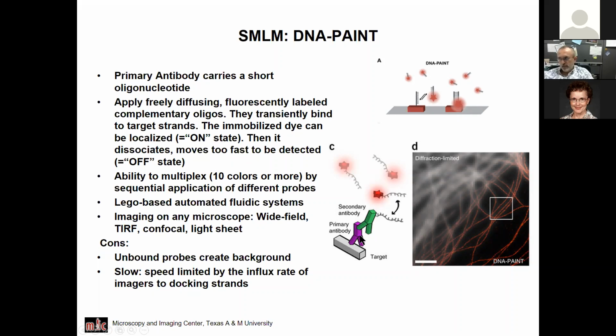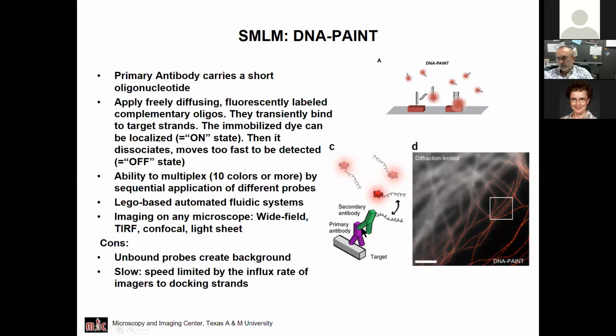The big advantage is that you have the ability to multiplex, because you could initially apply 10 different antibodies against different targets. Each antibody will carry a different oligo. So you flood the sample with probe number 1 that recognizes this oligo. And once you have detected enough molecules, you flood the same sample with your second probe, which will attach to a different oligo on antibody number 2, and so on. So you can repeat it for 10 or more colors. People have built automated fluidic systems, microscopes using Lego, and you can do this imaging on an automated basis.